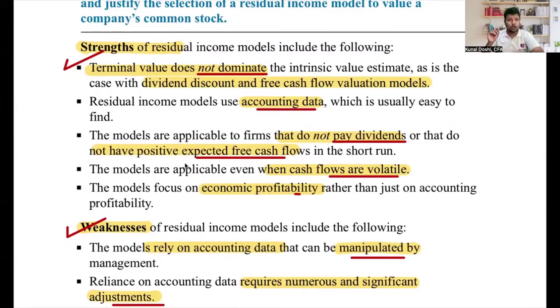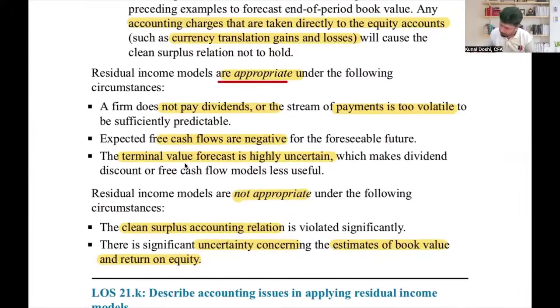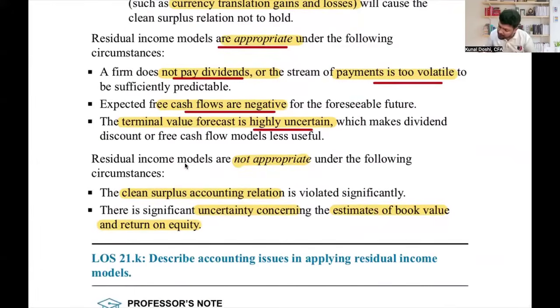One of the drawbacks of the residual model, which we are going to see, is clean surplus violation, which I will discuss in a moment. But when should I actually use this model? I should use the model when the company is not paying dividend or its payments are volatile or if its cash flows are negative. In those cases, residual income model is more useful. And also when the terminal value you're not sure about, it's highly uncertain, then it's better to rely on a residual model. But it is not appropriate when there is a clean surplus accounting violation, which I will just discuss with you.